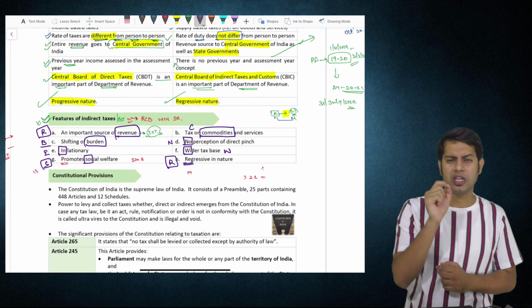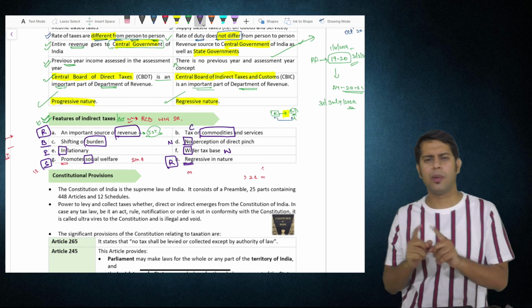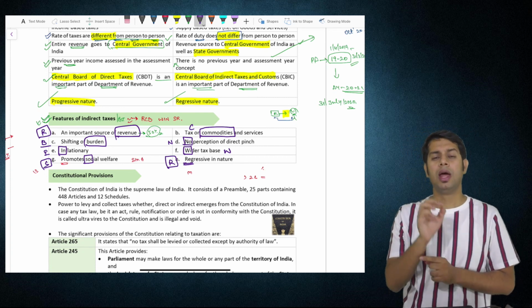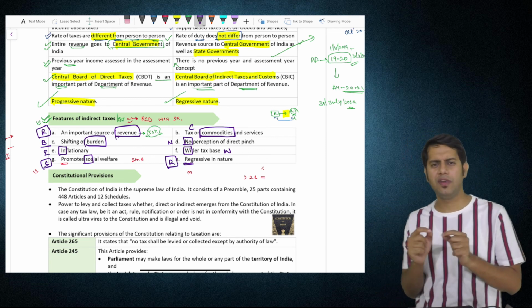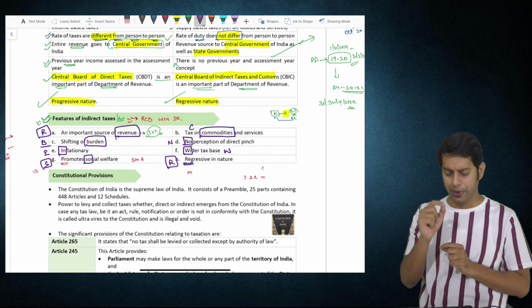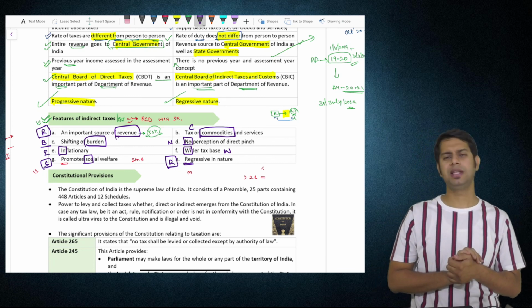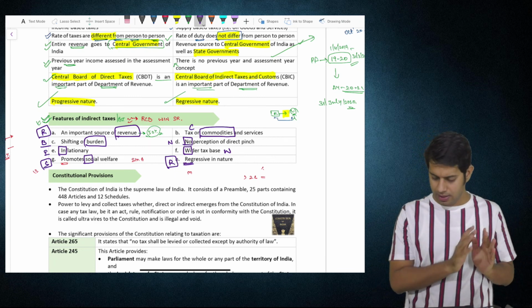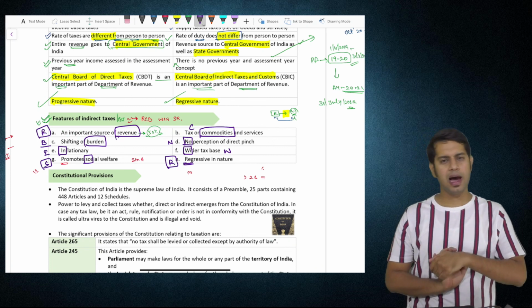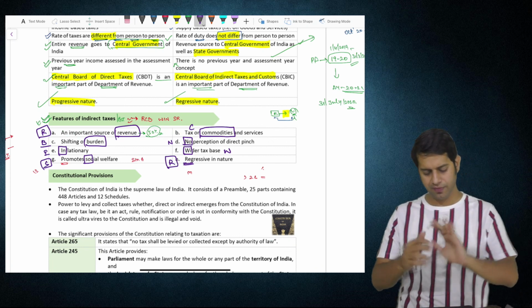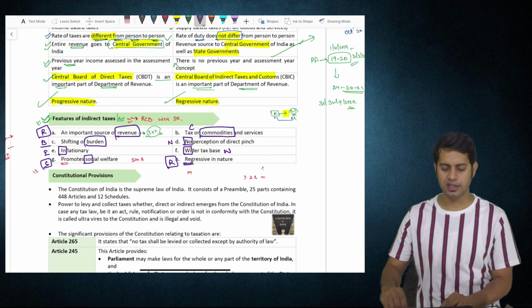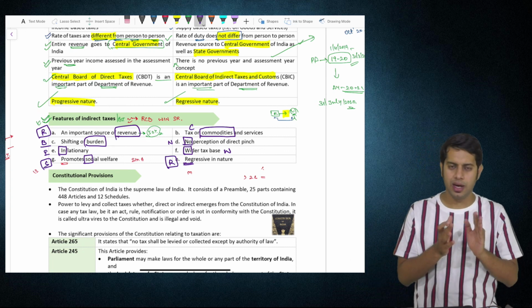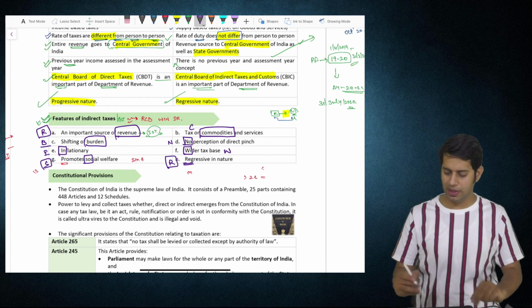R for important source of revenue to the government. C for taxes on commodities and services. B for shifting of burden. W for wider tax base. I for inflation in nature. N for no perception of direct pinch. S for promote social welfare. And R for regressive in nature. So these are the different features of indirect taxes.